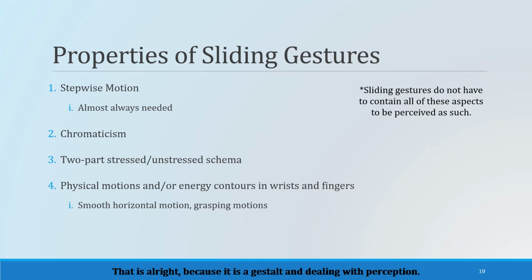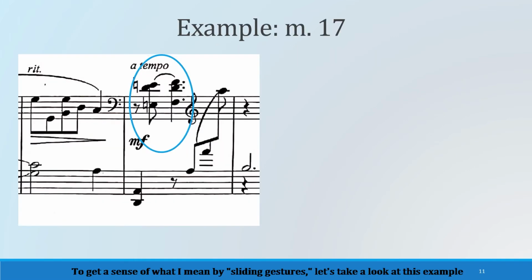That's all right. Because it's kind of a gestalt in dealing with perception, these are all just adding to the effect of these gestures. To get a sense of what I mean by sliding gestures, let's take a look at this example from measure 17. I've circled the gesture in question in the right hand.